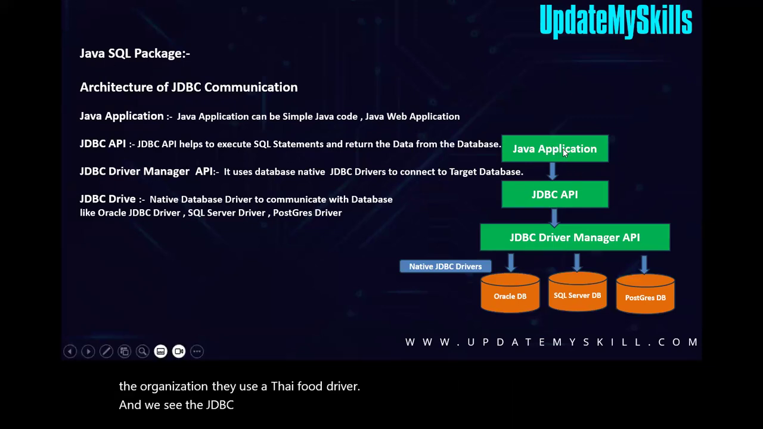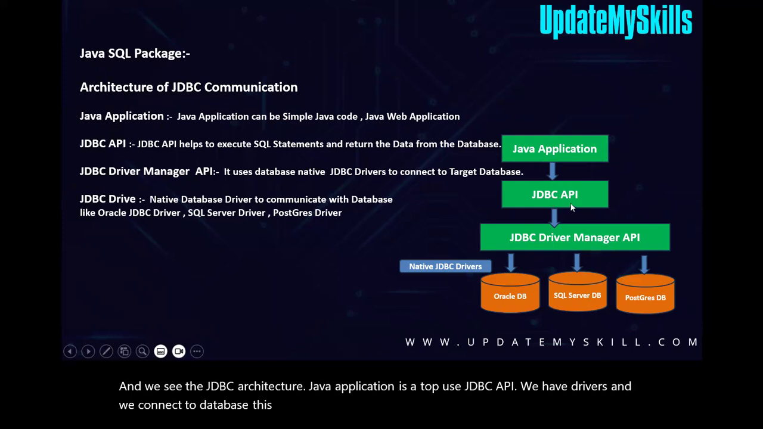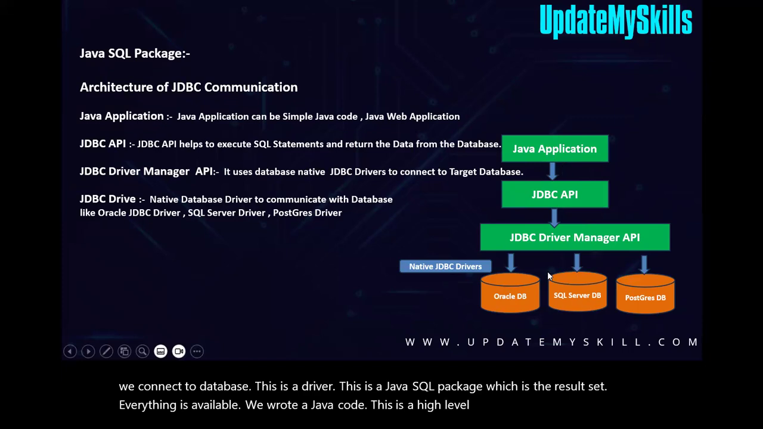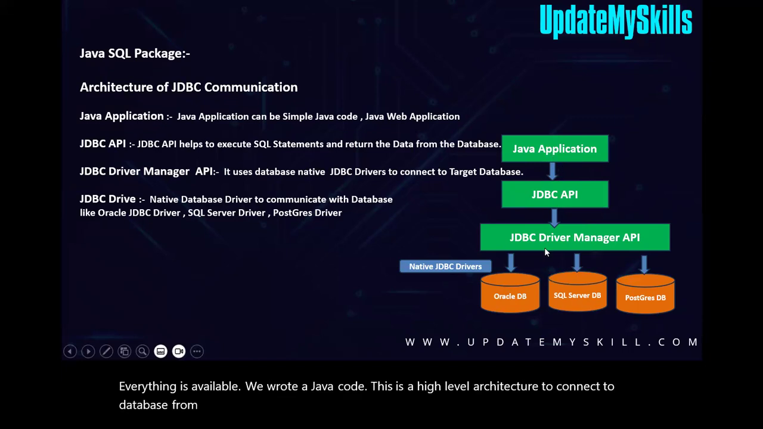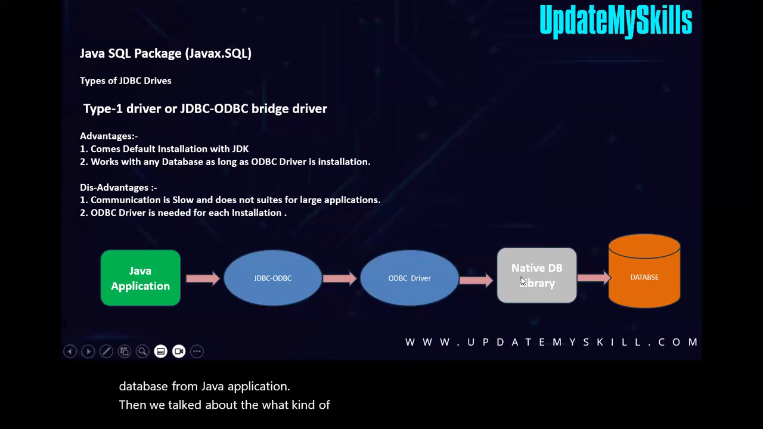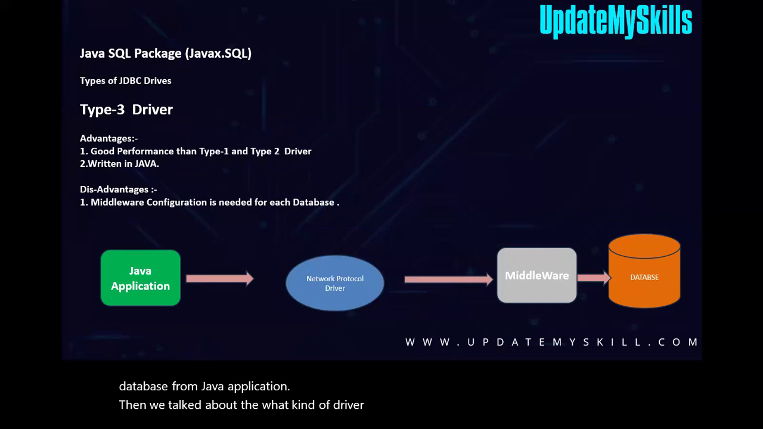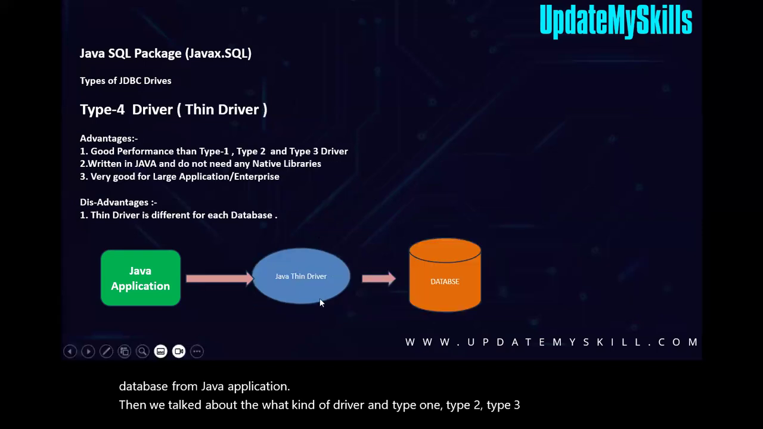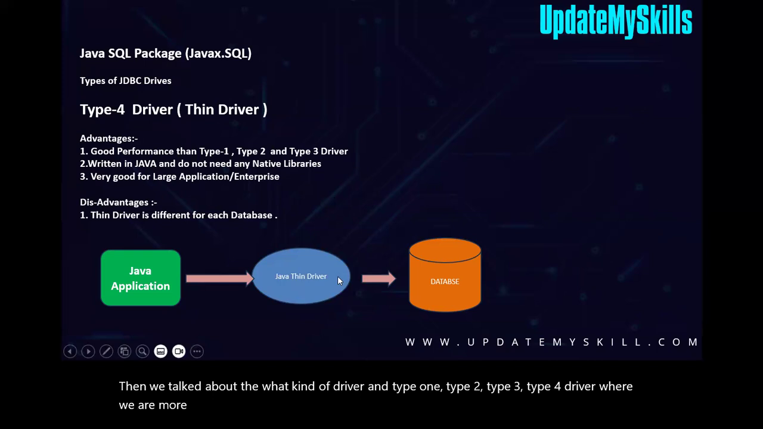Java application is at the top. We use the JDBC API. We have drivers and we connect to the database. This is the driver. This is the java.sql package, which has the ResultSet. Everything is available. We wrote Java code. This is the high level architecture to connect to a database from a Java application. Then we talked about what kind of drivers, type 1, type 2, type 3, type 4, where we are more focused. This is how the industry is using it, the type 4 driver.